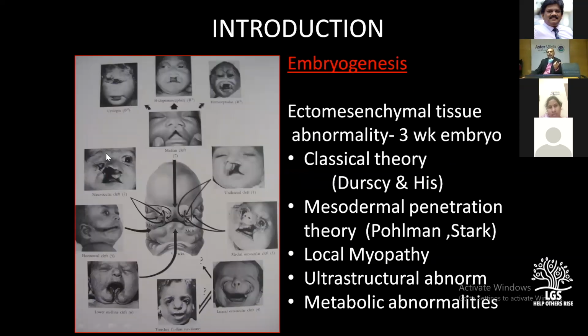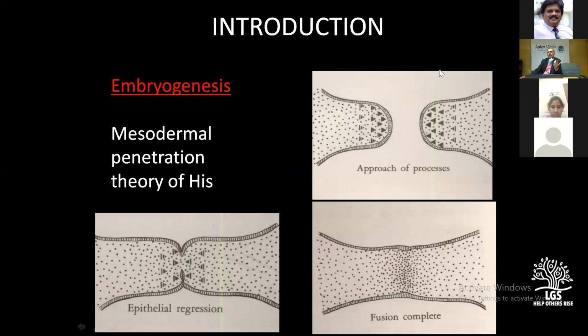So there are basically 2 theories behind this. There's the classical theory of Darcy, and the mesodermal penetration theory of Stark. So how does this work? Usually you have the frontonasal and the maxillary processes coming in together. First, the ectoderm and the endoderm fuse, and then the mesoderm penetrates through this fusion of the ectoderm and endoderm, and the fusion is complete.